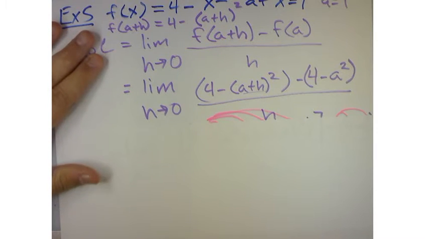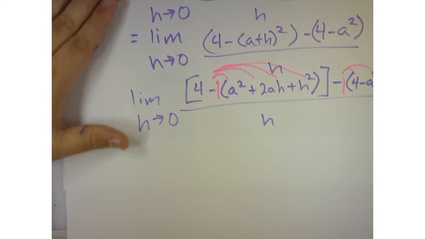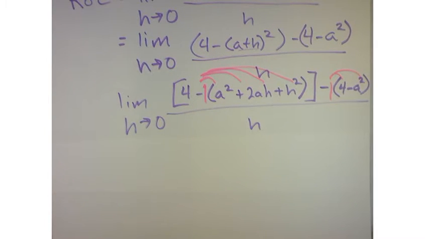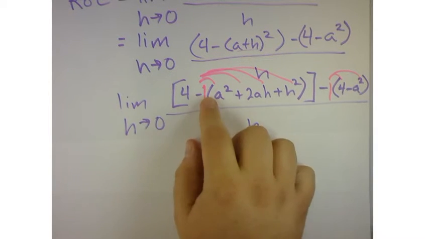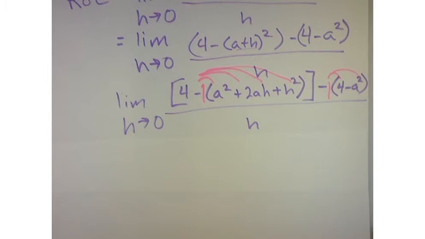So what I do then is I write my composite function, which is going to be 4 minus the quantity a plus h squared, minus the quantity 4 minus a squared, all over h. Then I do some algebra, and I get this term. The next step is to push through that negative 1 through the parentheses. Actually I do that twice. I have a negative 1 here I need to push through, and a negative 1 here I need to push through. Okay, are we good up to that point?